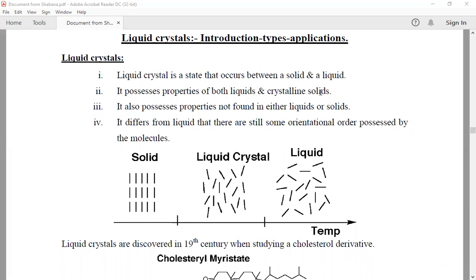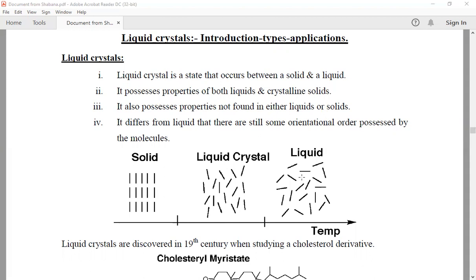So what is a liquid crystal? Liquid crystals are matter in a state that has properties between those of a conventional liquid and those of a solid crystal. That means it is a state that occurs between the solid and the liquid. It possesses the properties of both the liquid and the crystalline solid, and it also possesses properties which are not found in either the liquid or the solid. That means it differs from the liquid in that there is still some orientational order possessed by the molecules.